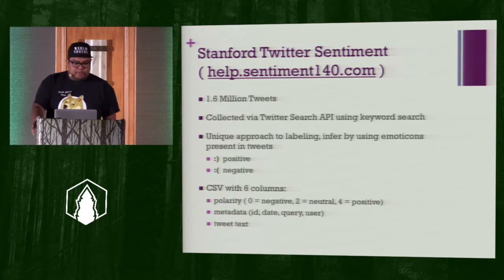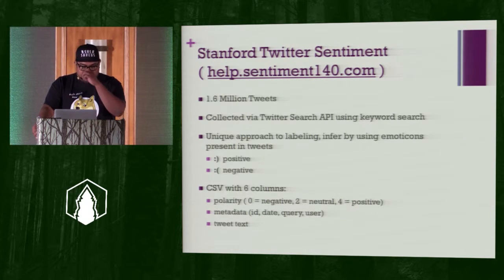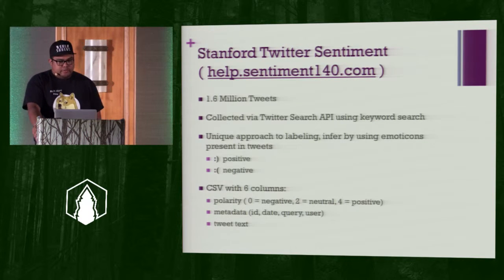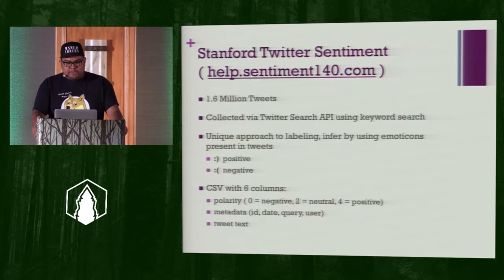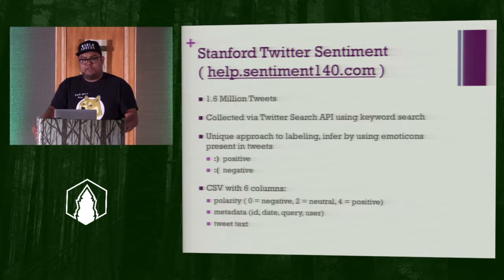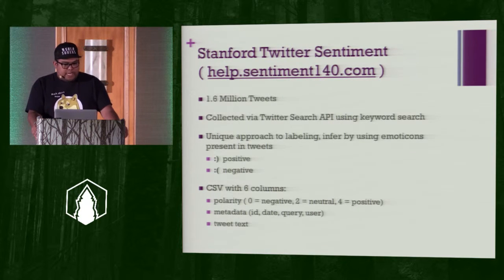So for this example, we'll just use something off the shelf. We'll use the Stanford Twitter dataset. In this dataset, they have about 1.6 million tweets collected by querying APIs with different keywords. And they did something unique with this dataset. They inferred what they thought the sentiment was based on the presence of different emoticons. So a lot of smiley faces, they thought that is an indicator of positive tweets. Frowny faces is an indicator of negative tweets. And anecdotally, this actually works surprisingly well for their task.